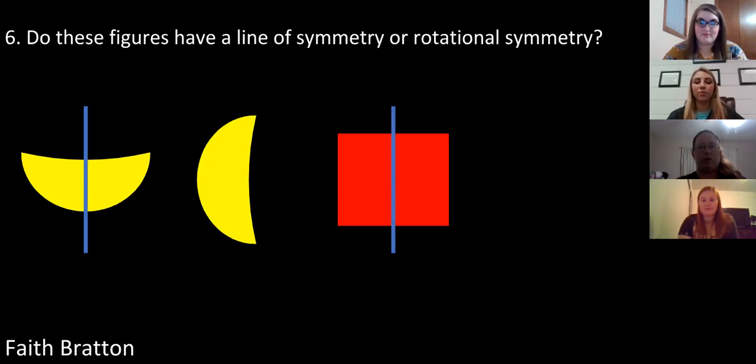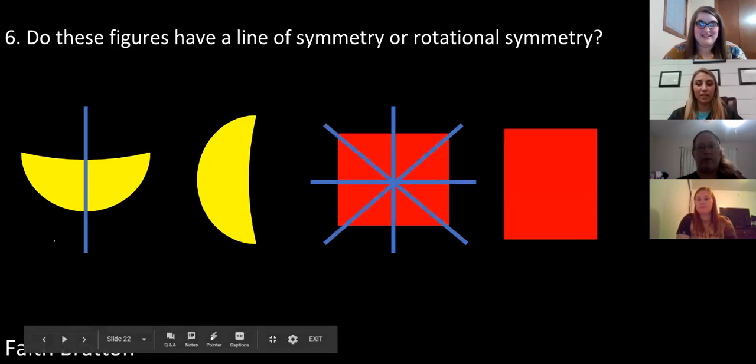But this rectangle on the other side, does it have lines of symmetry? Yes. It has 4 lines of symmetry, as you can see. That's 4. Okay, but does this one have rotational symmetry? Yes, it does, because when this figure is rotated, it is still a square or rectangle.